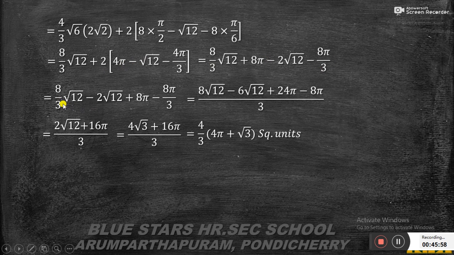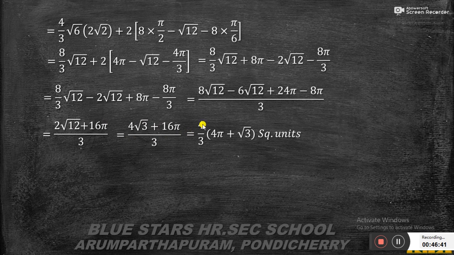So in the next step 8 by 3 root 12 minus 2 root 12 plus 8 pi minus 8 pi by 3 equal to, here you take the common denominator LCM 3, so 3 into 8 root 12 minus 3 2s are 6 root 12 plus 8 3s are 24 pi minus 8 pi. So the next step you just 8 root 12 minus 6 root 12 means 2 root 12, minus, 24 pi minus 8 pi means it is 16 pi. So in the next step you write it, now square root of 12 means 2 root 3, so 2 2s are 4 root 3 plus 16 pi by 3.